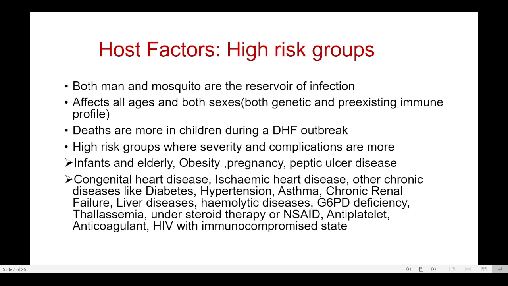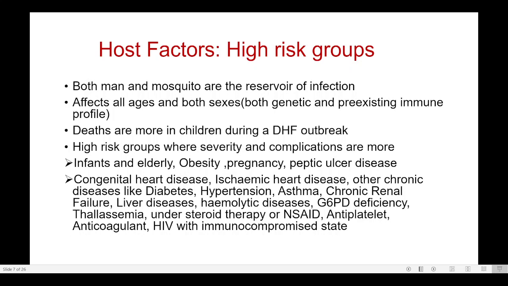Now coming to the host factors. It affects all ages and both sexes. Regarding susceptibility of the individual, both genetic and pre-existing immunological profile are responsible. Both man and mosquito are the reservoir of infection. But during an outbreak, the rate of hospitalization and rate of death are higher among children during a dengue hemorrhagic fever outbreak, which is now occurring in UP.